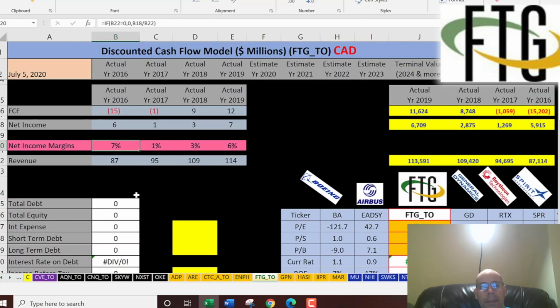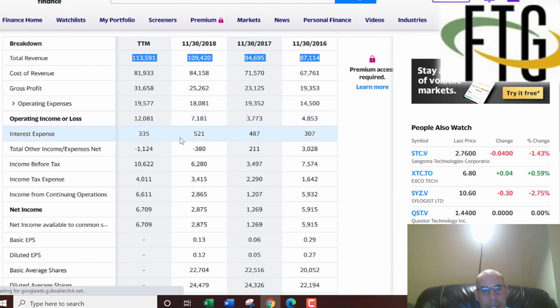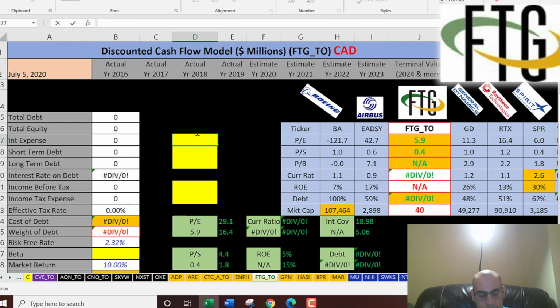So here are the numbers I just entered, also the net income margins. They do have 2 years of negative free cash flow, so it makes it a little difficult to value a company if they don't have positive numbers. Let's get their interest expense. They pay $521,000 of interest on their debt.